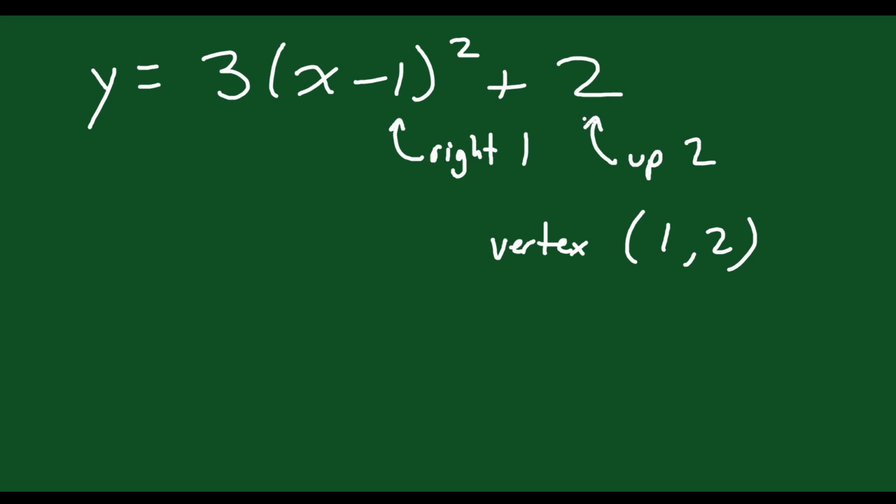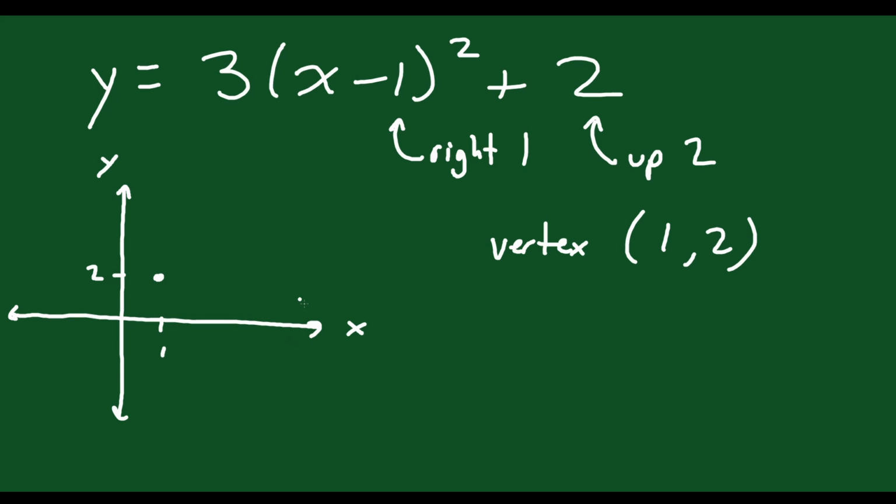That's why we call this vertex form, and you're going to hear that phrase quite a bit in the upcoming units. Now, how do I graph this? Well, let's say they just ask for a sketch. So I have my x and y axes here. The vertex is at 1, 2, so I go 1, up to 2, boom, there's my vertex.